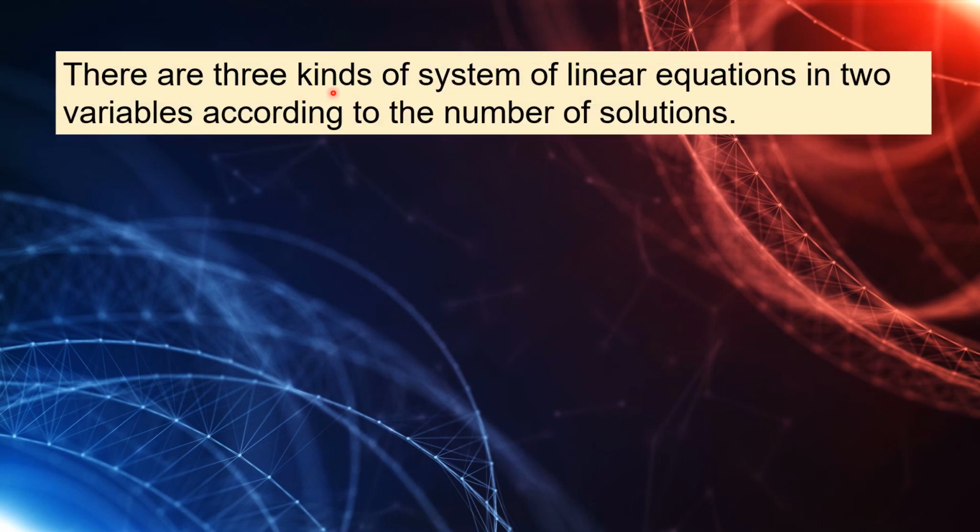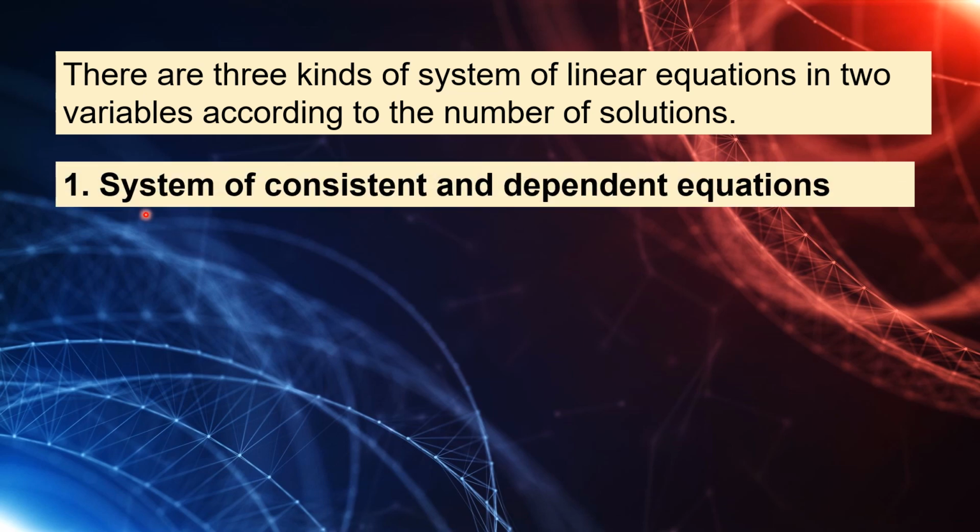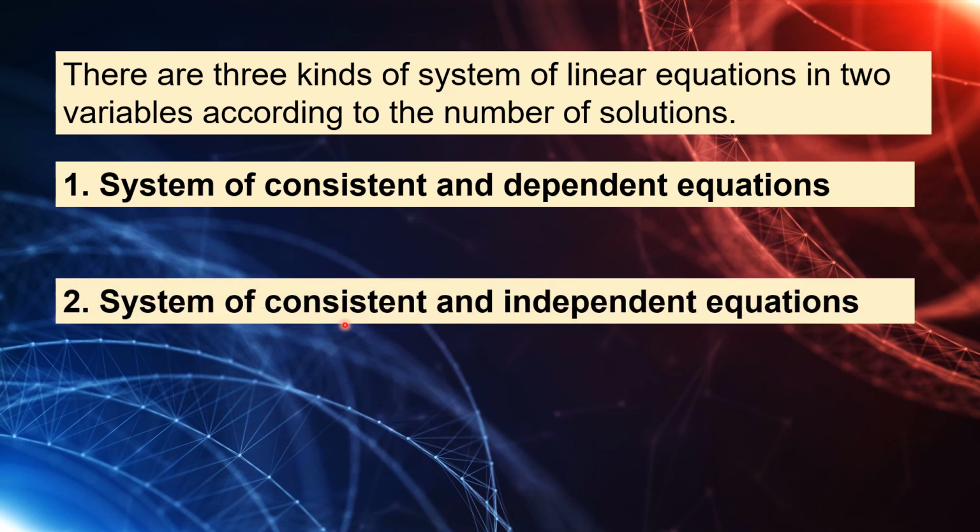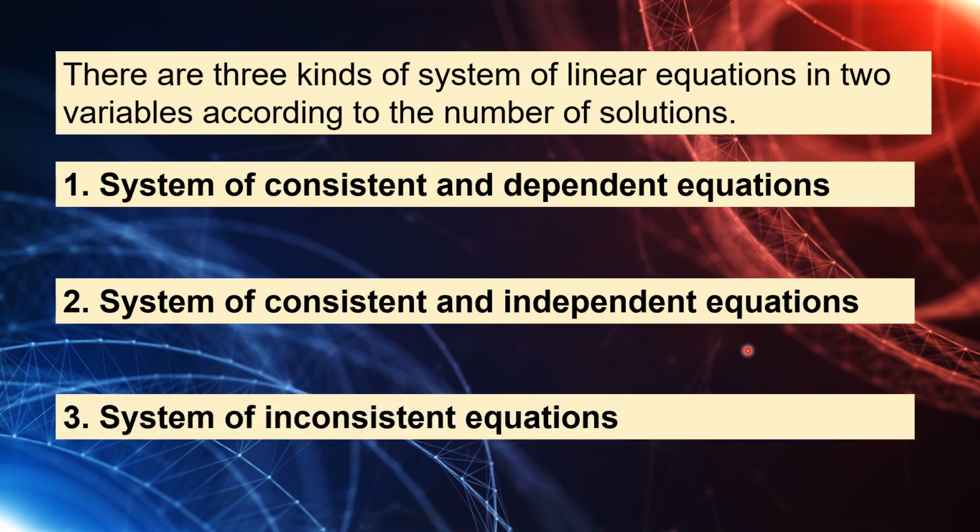There are three kinds of system of linear equations in two variables according to the number of solutions. And these are, number 1, system of consistent and dependent equations. Number 2, system of consistent and independent equations. And for number 3, we have system of inconsistent equations.